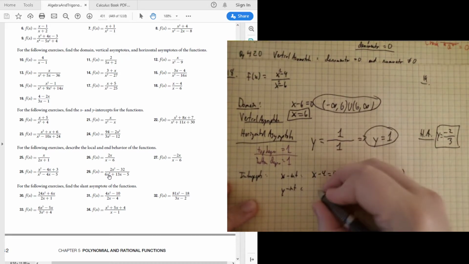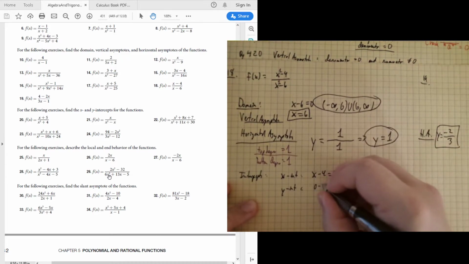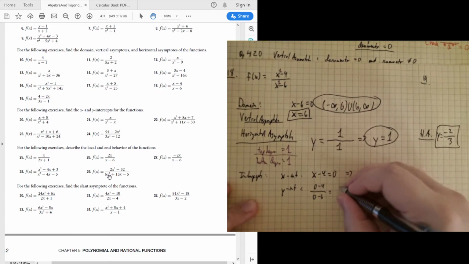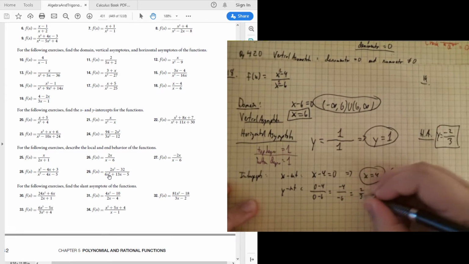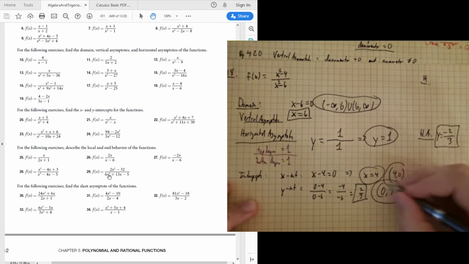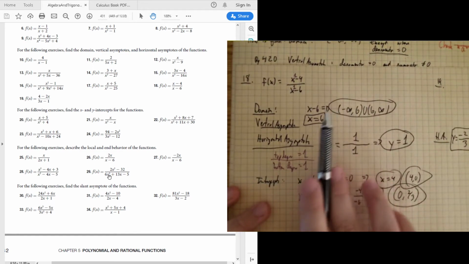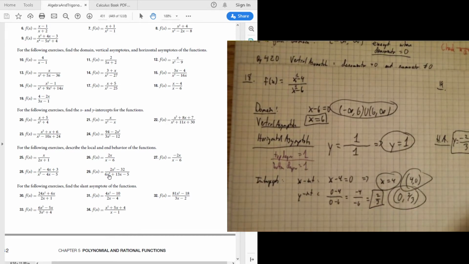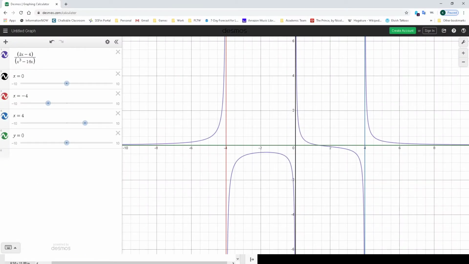My y-intercept, everywhere there used to be an x, I replace with 0, so 0 minus 4 over 0 minus 6. 0 minus 4 is negative 4. 0 minus 6 is negative 6. This becomes 2/3, or (0, 2/3). So I've got my domain, my vertical asymptote, my horizontal asymptote, and my intercepts all listed out using my function. One more time, from the top. Desmos, here we go.